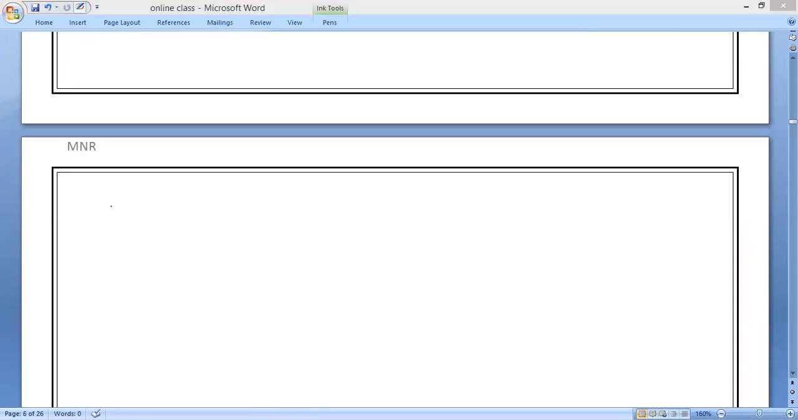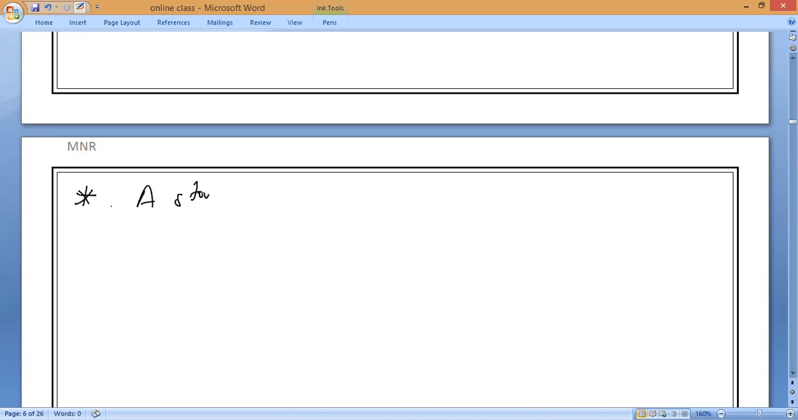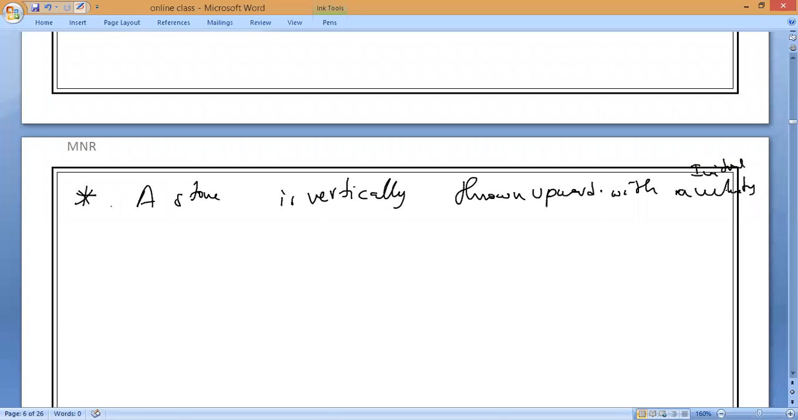A stone is vertically thrown upward with an initial velocity of 45 meter per second. With a velocity means initial velocity only. Is it okay, Radhanishka? It is thrown upward with a velocity of 45 meter per second.